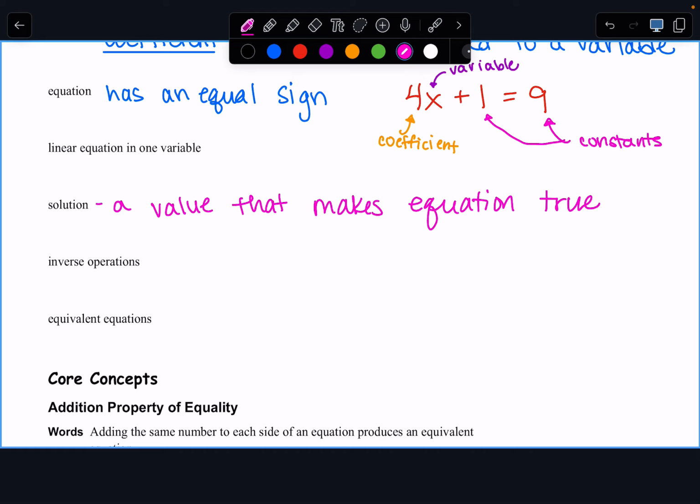Okay. I'm done writing about vocabulary. Are you? Yeah, thought so. Okay. Now, you've heard the expression, use the inverse operation. Excellent. Okay.